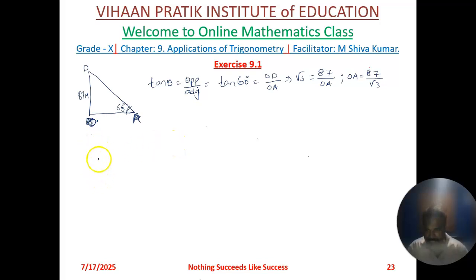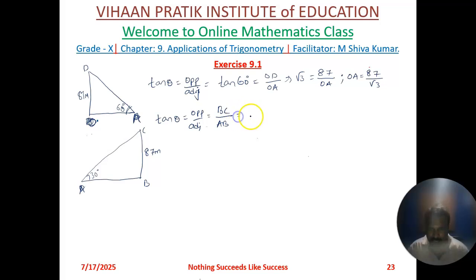Next, consider the second triangle. The balloon has traveled a distance. So this is the distance the balloon has traveled. This is C, this is B, and this is O, A. This angle is 30 degrees, and this distance is 87 meters. So tan theta equals opposite by adjacent. Opposite is BC divided by adjacent AB, the total distance.